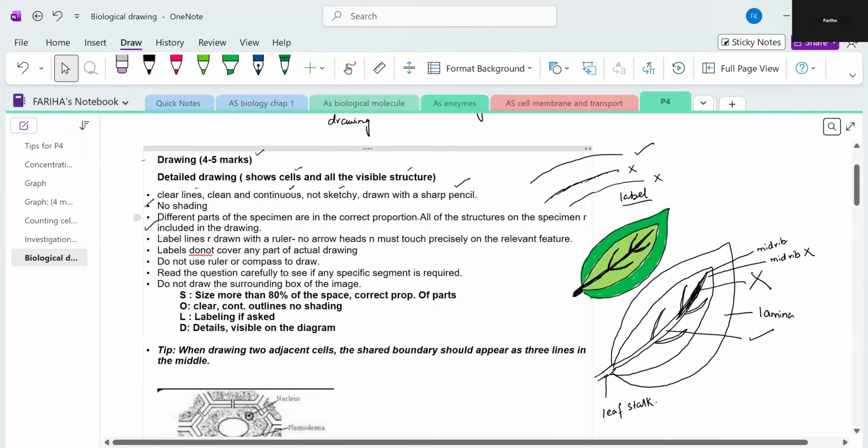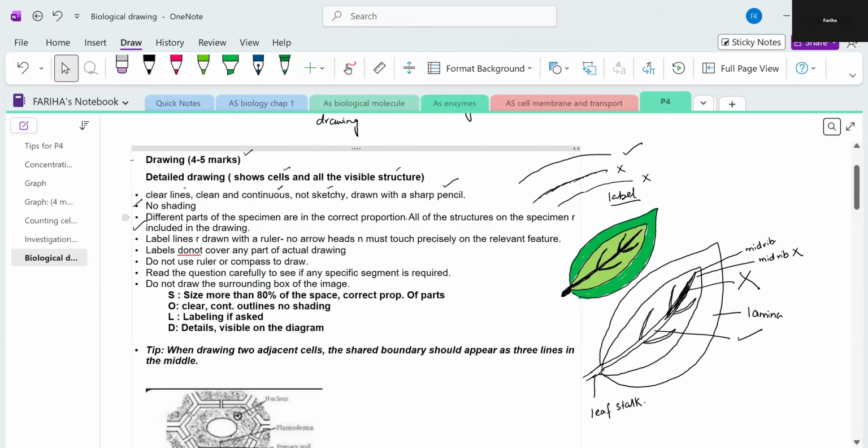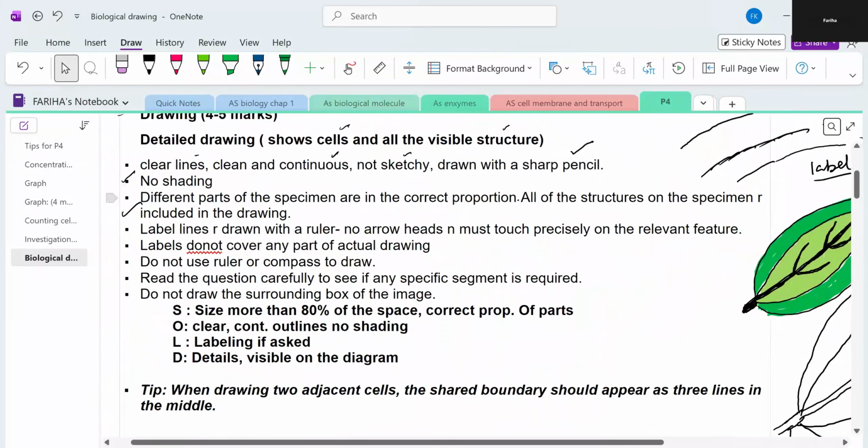Okay, and as in this diagram, four veins are clearly visible. So you need to draw four veins, but avoid shading it. Otherwise, you are going to lose that mark. Now, label lines are drawn with a ruler, no arrowheads.